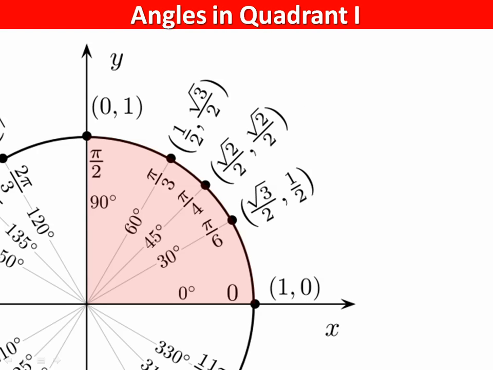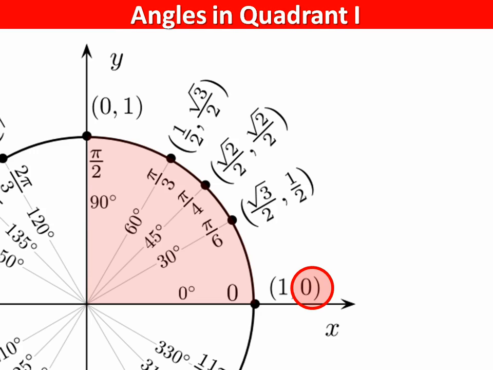Let's see if there is a pattern in the 5 intersection points of the first 5 terminal arms on the first quarter of the circle. Let's focus on the y-coordinates first. When the angle is 0, the y value is 0. The sine function tells us the displacement of the point from the x-axis, and the point at 0 degrees is on the x-axis, so the displacement from the x-axis is 0. That means the sine of 0 is 0.